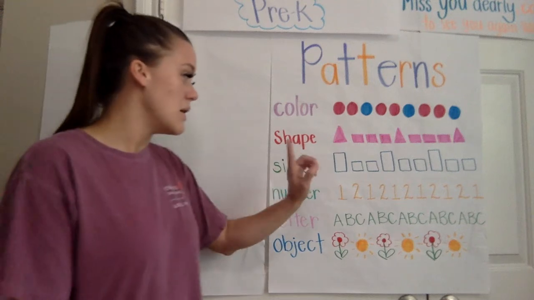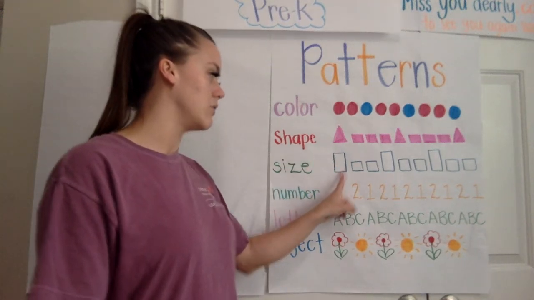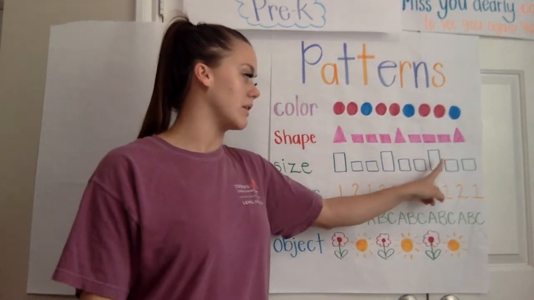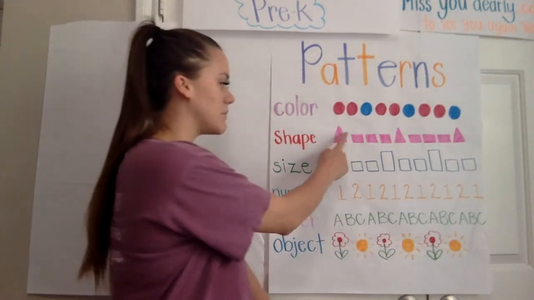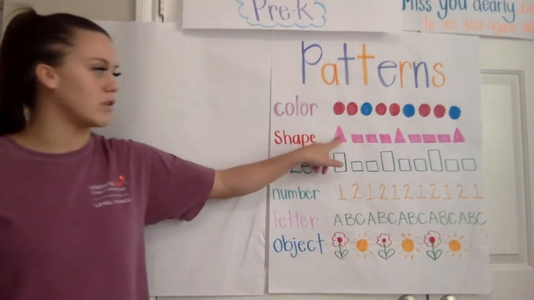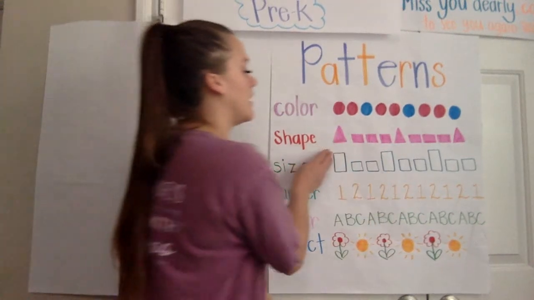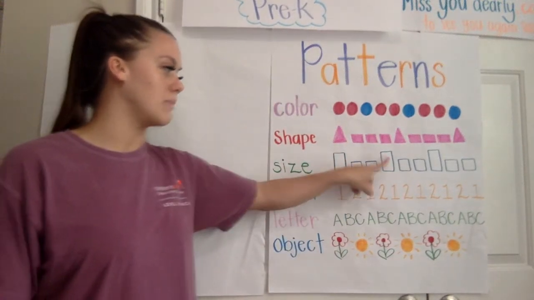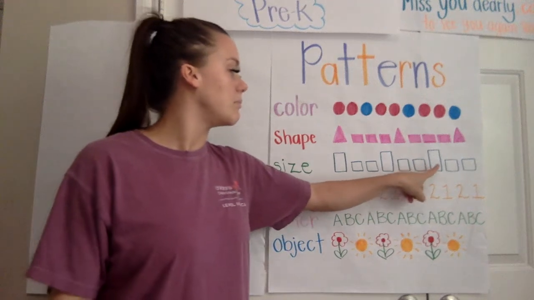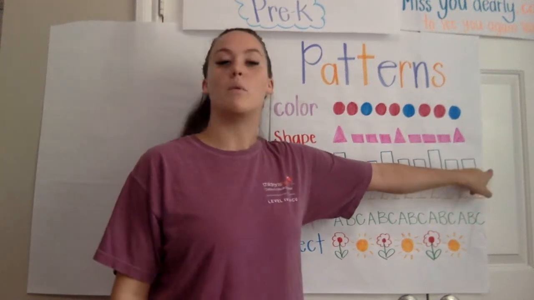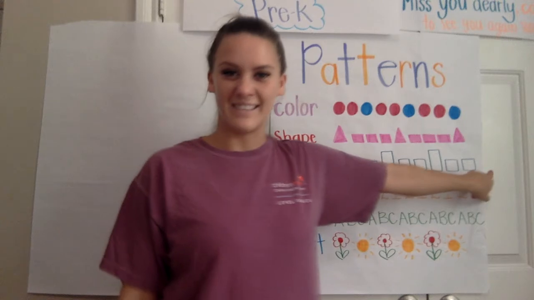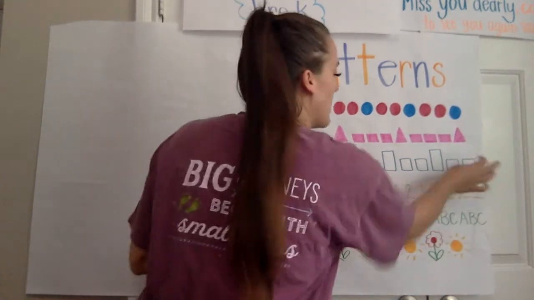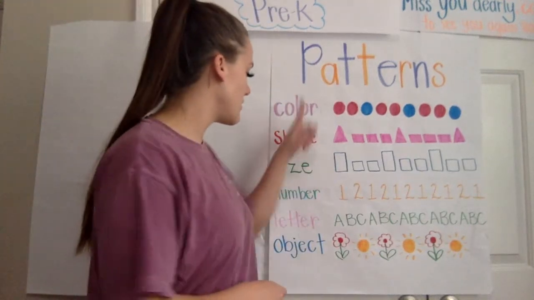Size. So we have big rectangle, small square, big rectangle, small square. Now it's very similar to shape because we do see a big triangle and then small squares, but this one, let's just think about our sizes. So we have big, small, small, big, small, small. And then what would come next? Do you know? I know that all of you are so smart. If you said big, great job. It would be big, that would be next. Awesome. So let's go to the next one.